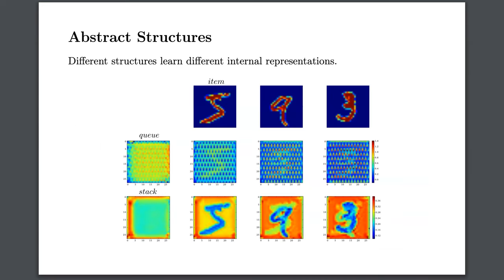You can do the same thing for a queue, and it works, but the internal representation is different. Again, hard to interpret, but for each different data structure, you find a different internal representation. It also somewhat depends upon the architecture of the functions that you use for the operators. But it seems to work pretty well for all the different architectures that we've run so far.